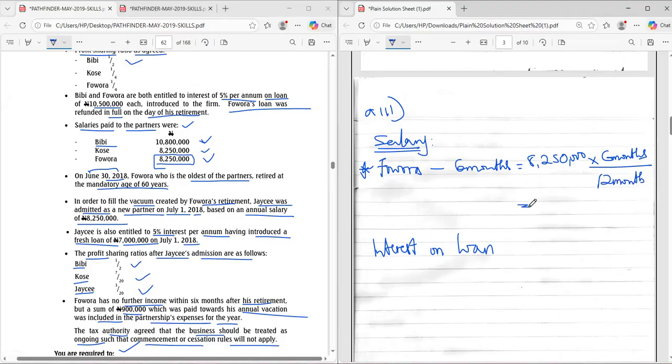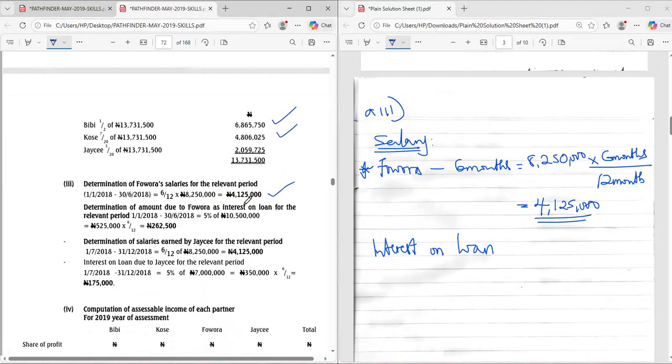So give me the figure. You understand what I did? Fowora only works for 6 months, it's in the question, times 6 months divided by 12. 4,125,000. So this is the salary that Fowora will take home. Let's confirm that. Correct. Are we good? All right.